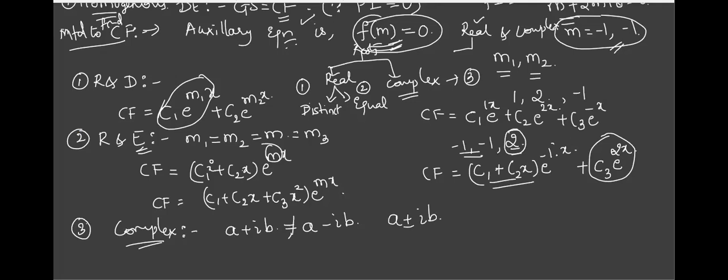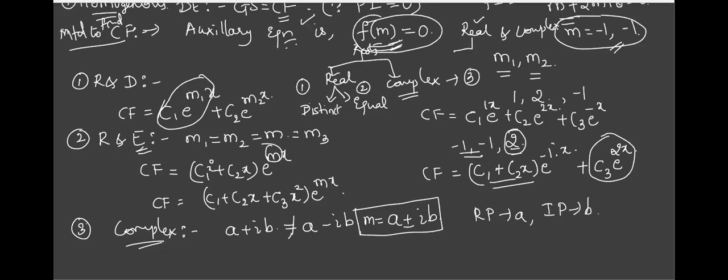Means if I'm getting complex, I'll get the root m. Suppose this is my equation f of m equal to 0, the auxiliary equation. I have solved it. I'm getting some complex root like this form. Can you tell me what is the real part of this? Real part is a and imaginary part is b, only b, not ib.